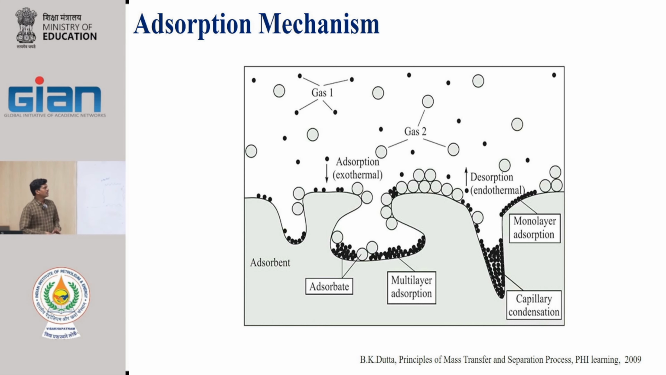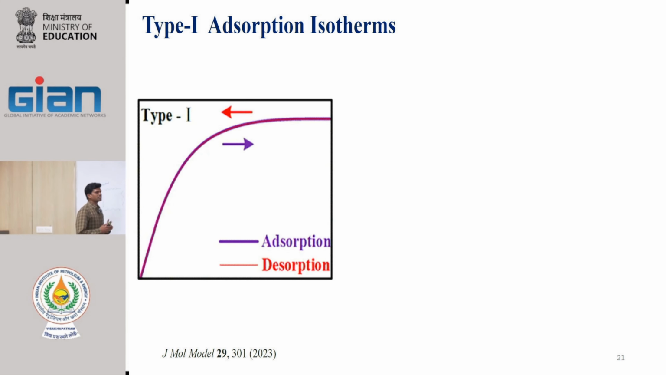Okay. So let's look at the type 1 adsorption isotherm. There are 6 types of adsorption isotherms, which we will look into. The first one is type 1. What do you observe here? Although I did not mention it here, the x-axis is the pressure and the y-axis is the amount adsorbed. What you do see here is that I have both the adsorption isotherm and the desorption isotherm, and both look like that. That means they follow exactly the same path.